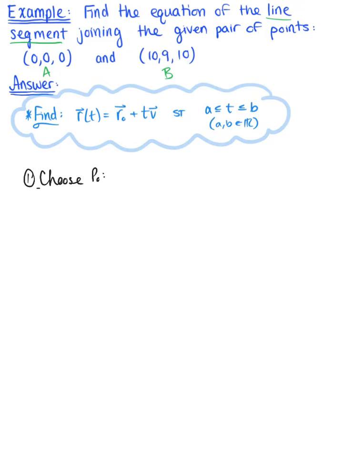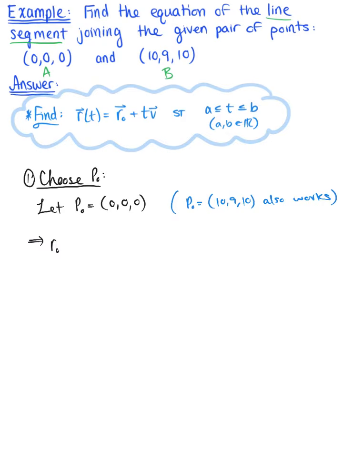Choose P naught, and either point will work. So I'm going to go ahead and let P naught be the origin, (0, 0, 0). But again, keep in mind that P naught being equal to (10, 9, 10) also works. So from this P naught, we can define the position vector. Vector r naught, the position vector, is the directed line segment from the origin to the point P naught. We have the origin to the origin, so our position vector is the 0 vector.